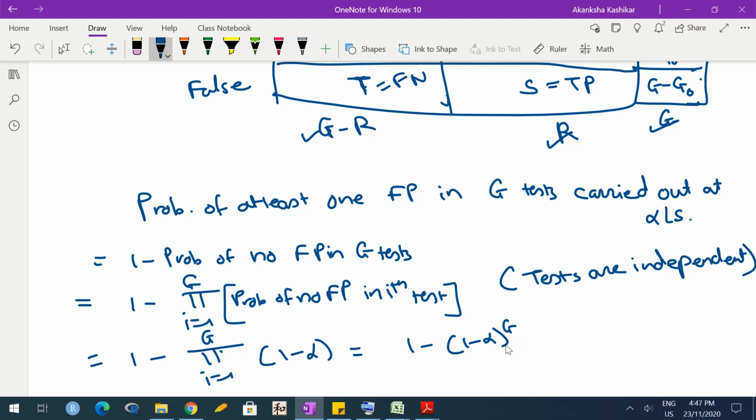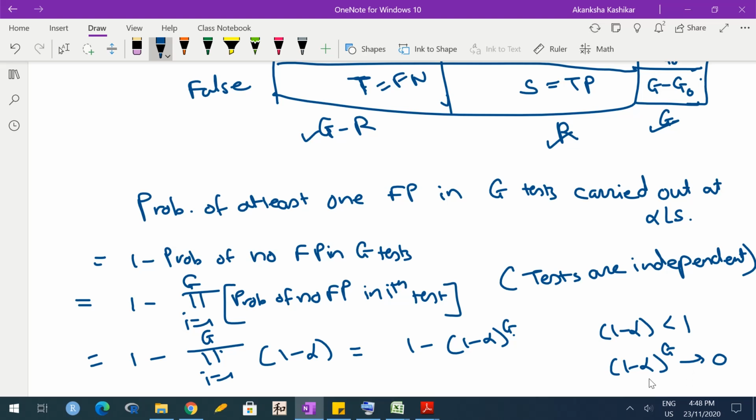Okay. And now imagine G going to infinity. Because why? Because G is the number of genes. It can be very large. In our case, in general, it can be any number of variables. So as G goes to infinity, what happens? 1 minus alpha is strictly less than 1. So as G goes to infinity, (1 minus alpha) raised to G goes to 0.